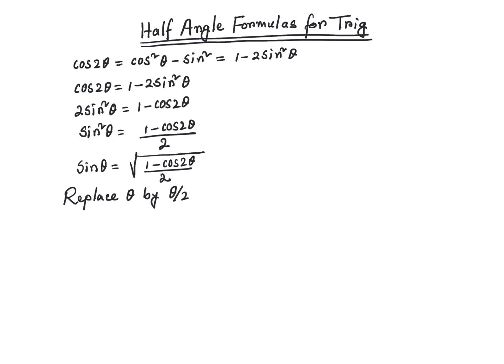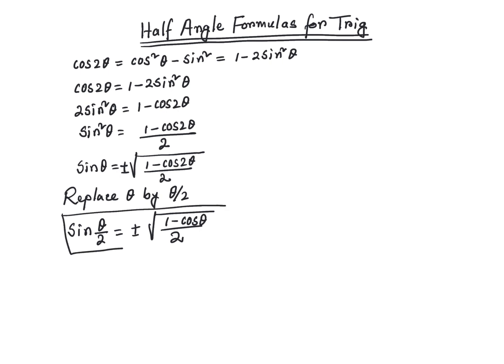Then I'm going to have sine of theta over 2. Here, by the way, it should be plus or minus. Sine of theta over 2 is equal to plus or minus the square root of 1 minus cosine of 2 times theta over 2, which is going to give me cosine of theta, divided by 2. There you go. So this is the half angle formula for sine of theta over 2.